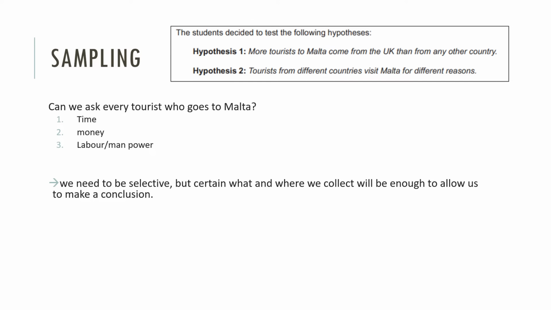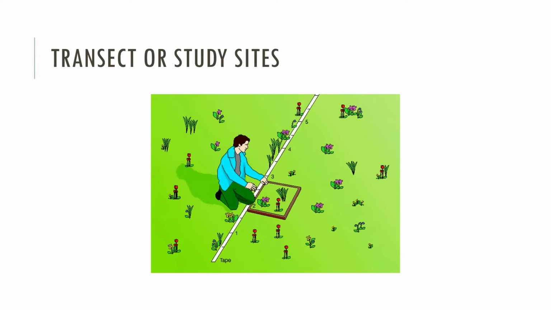But when we sample, we have to be certain that what and where we collect will be enough to allow us to make a conclusion. Will be enough, will enable us to collect enough data to prove or disprove our hypothesis. So how can we do this? Sampling. Now, just before we go, you might hear this term a transect. Now, really, a transect particularly applies when we are selecting a road. You might refer to that as a transect, or a straight line. And then you have study sites. So that's kind of like where we've collected our data from. So just have those in the back of your mind, those two terms there.